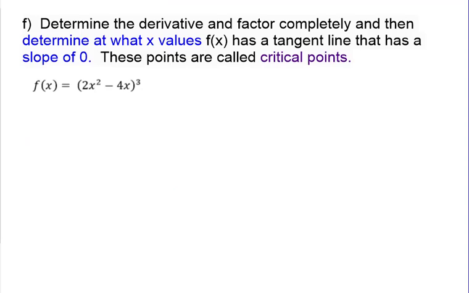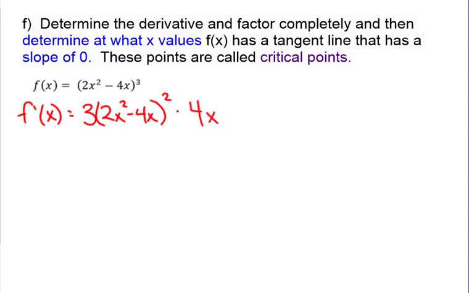So determine the derivative and factor completely, and then determine what x values f of x has a tangent line so that the slope is 0. So where your slope is 0, those are called critical points. So to find out where our slope is, we need to take the derivative. So f prime of x is equal to 3 times 2x squared minus 4x, squared, times 4x minus 4. There's our factors. Well, to find those critical points, we want to set our derivative equal to 0.